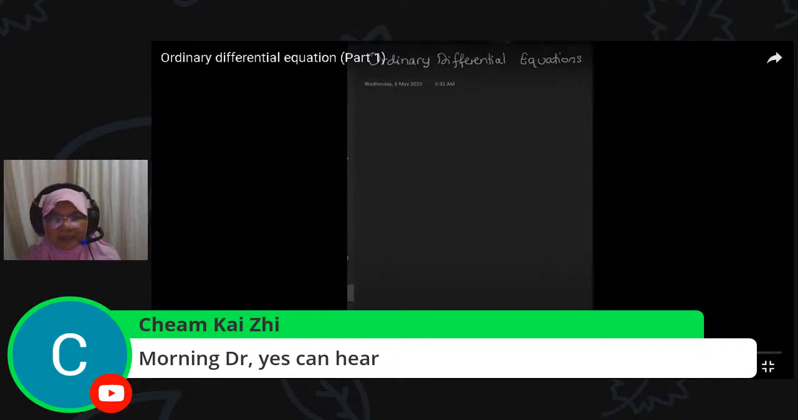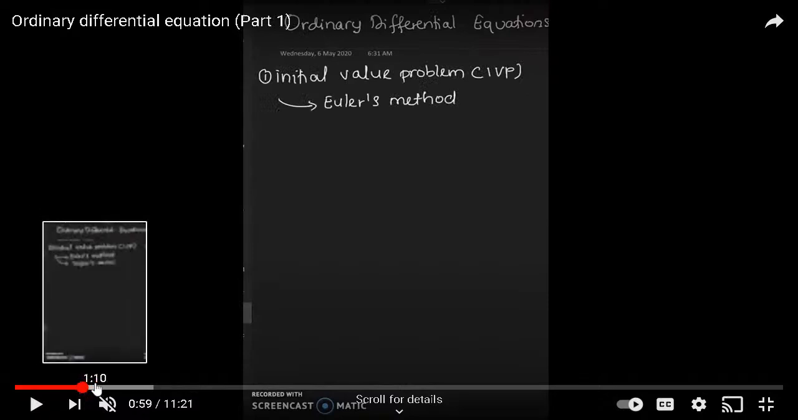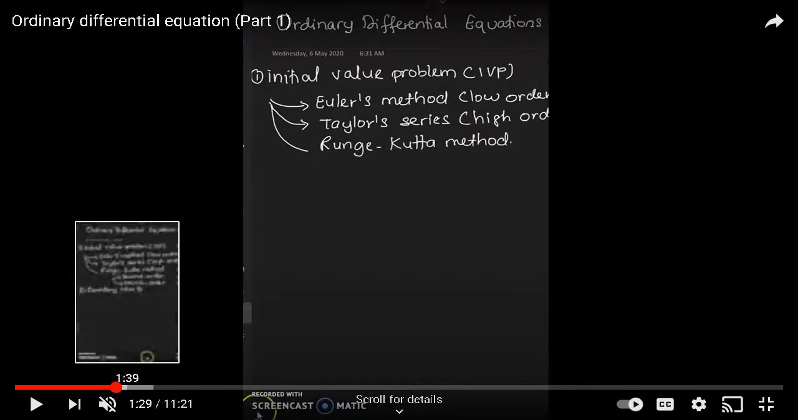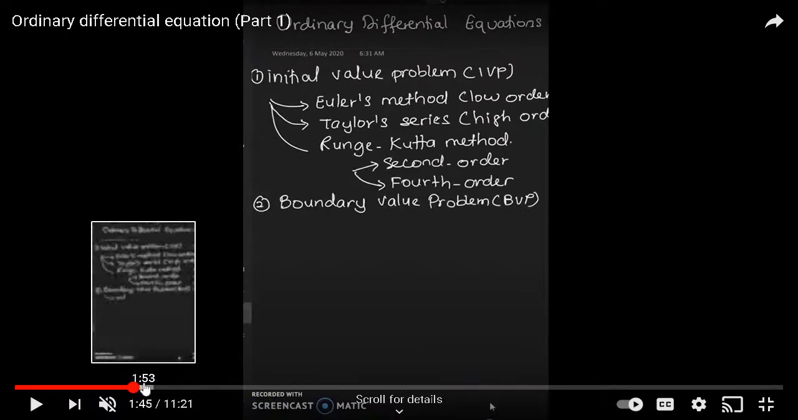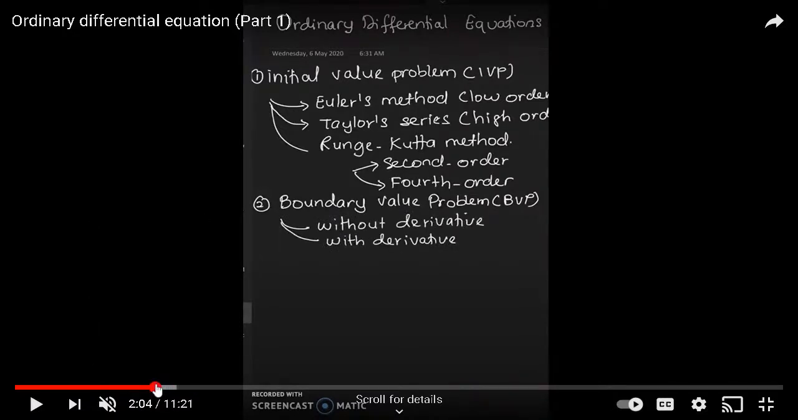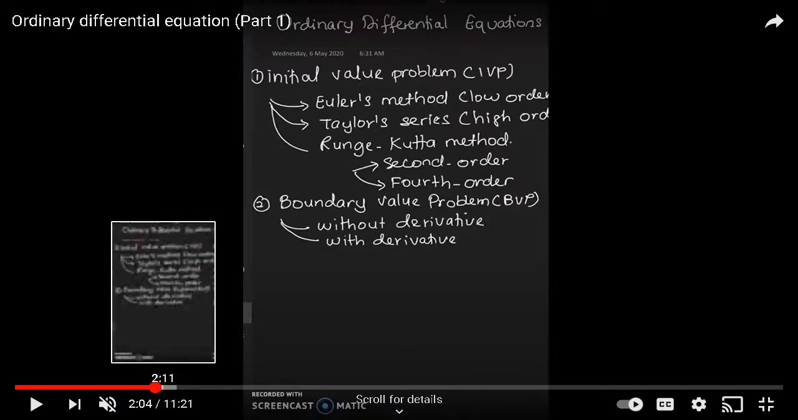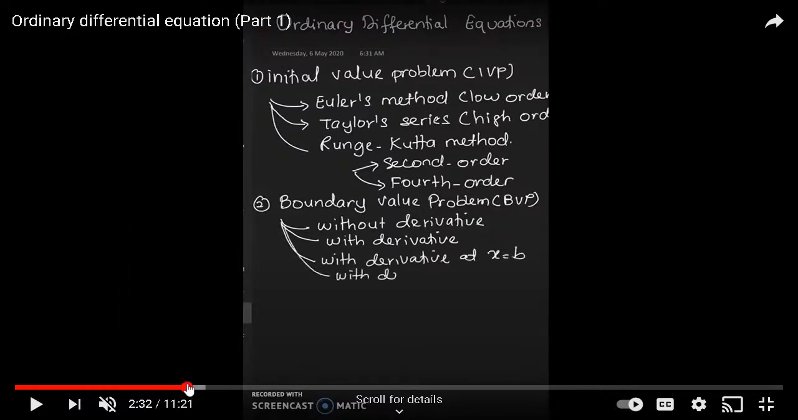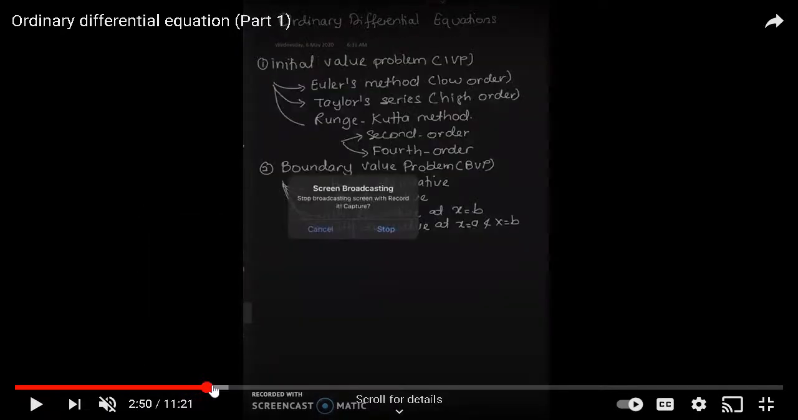We already learned about ordinary differential equations. We used the Euler, Taylor's, and Runge-Kutta methods to solve the initial value problem, which is about how we can straightforwardly solve the problem by knowing the initial value. Now I want to move to the boundary value problem, where we have four conditions: without derivative at the boundary, with derivative, and the derivative at the corners, at one corner and at both corners.